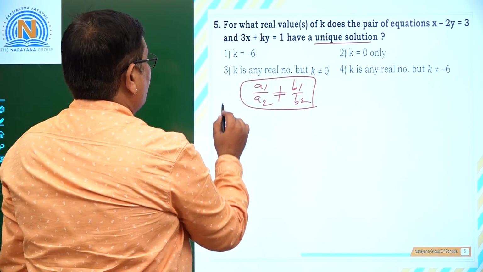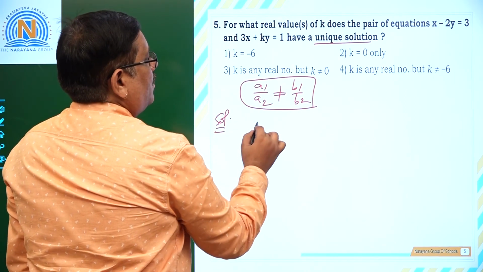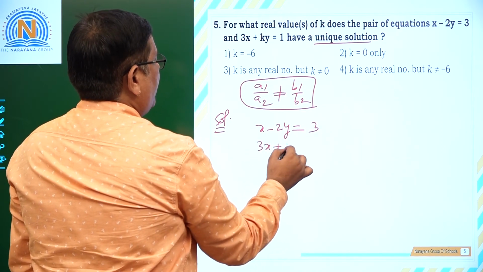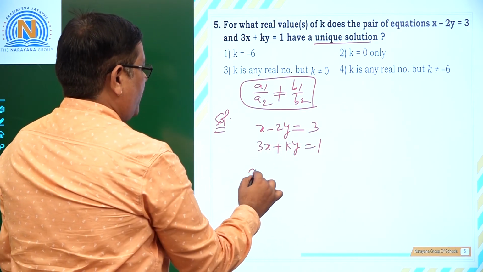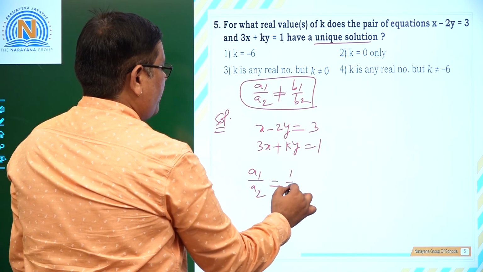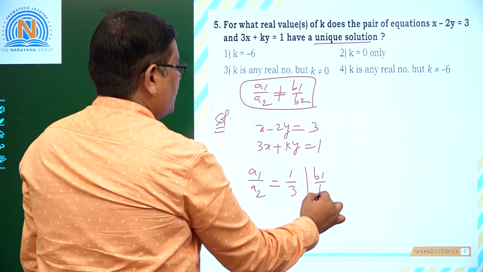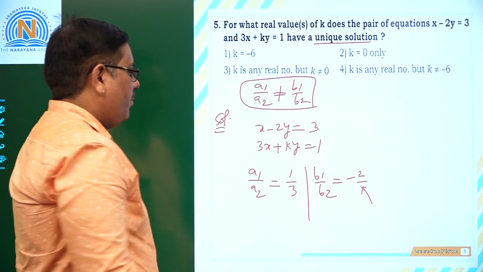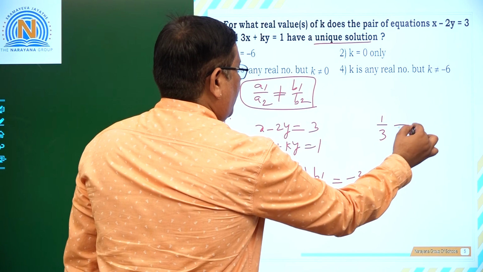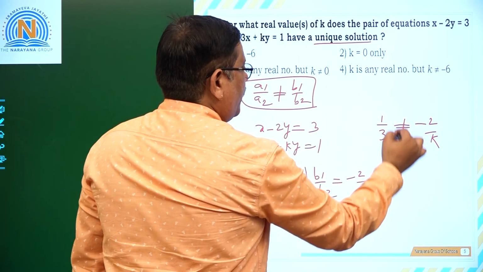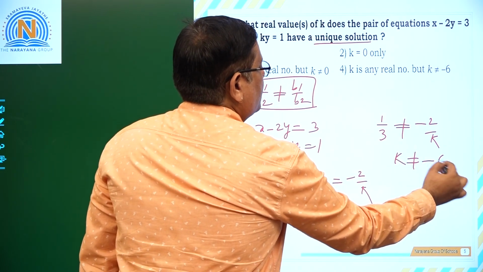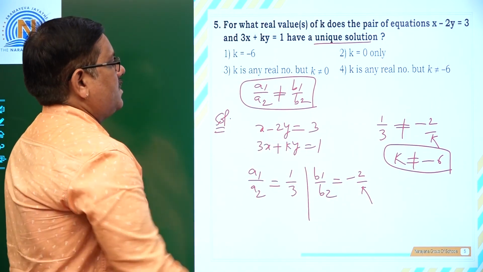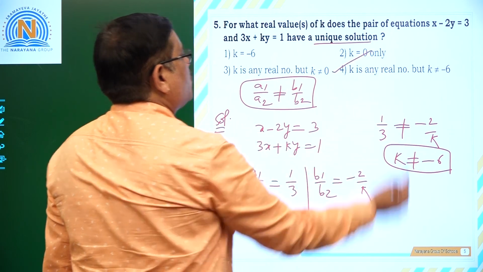Now, what are the given equations for us? x minus 2y is equal to 3. 3x plus ky is equal to 1. What is a1 by a2 for us? a1 by a2 is 1 by 3. What is b1 by b2 for us? b1 by b2 is minus 2 by k. a1 by a2 should not be equal to b1 by b2. Means 1 by 3 should not be equal to minus 2 by k. So here, k should not be equal to minus 6. So any real number but should not be minus 6.